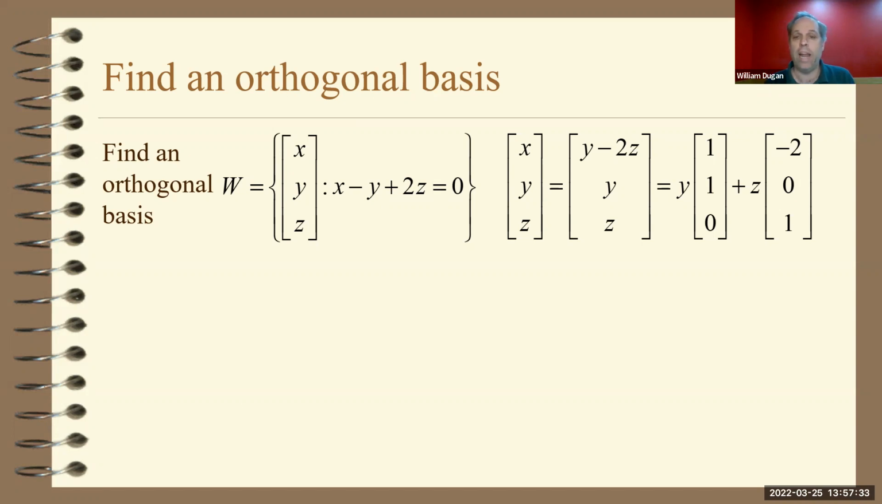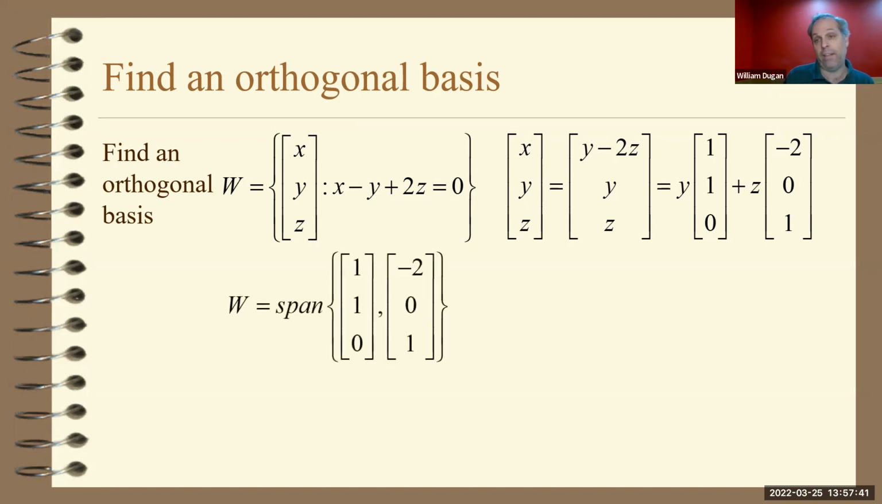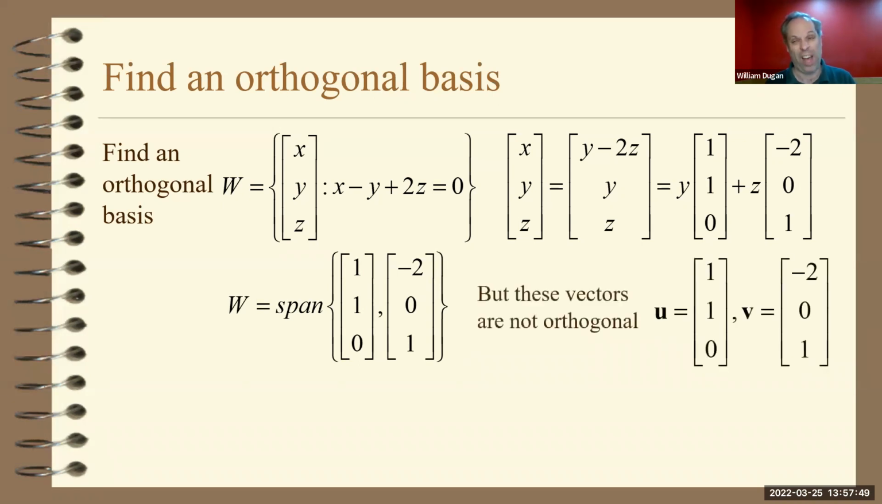This then means that every single vector in W can be written as a linear combination of these two, and they obviously are linearly independent. So then that space W is spanned by these two vectors, and they are definitely linearly independent. That's a basis. Unfortunately, though, it's not an orthogonal basis. Because if you take those two vectors, u and v, and take their dot product, that dot product's not 0. So what I want to do is find an orthogonal basis for W.